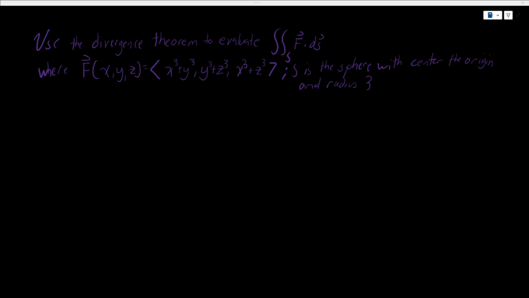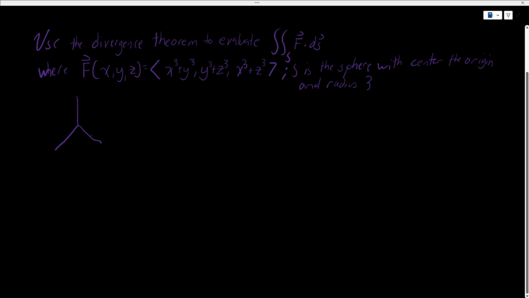Use the divergence theorem to evaluate the surface integral of F dot dS, where our vector field F of x, y, z is defined by x cubed plus y cubed plus z cubed, x cubed plus z cubed, and where S is the sphere with the center at the origin and radius 3.